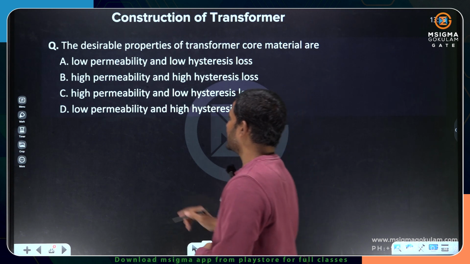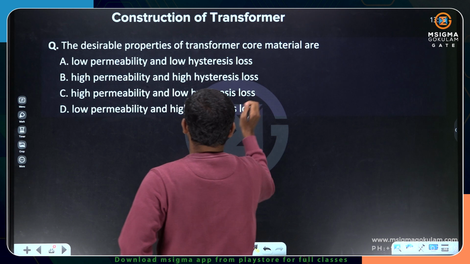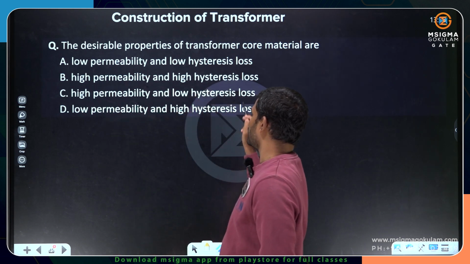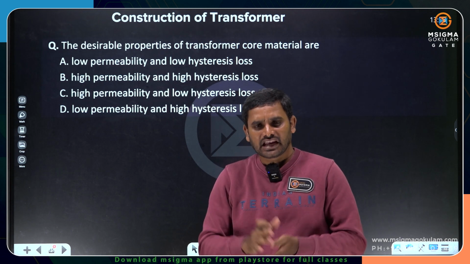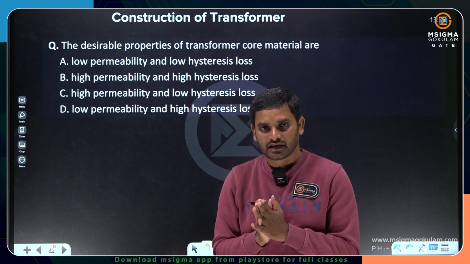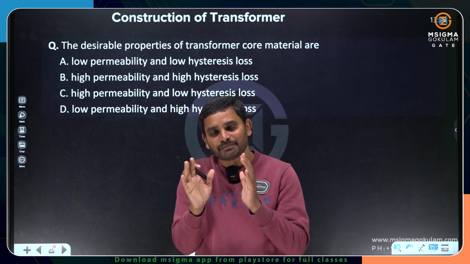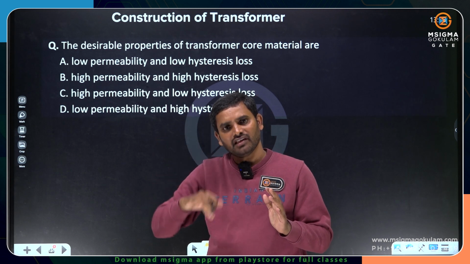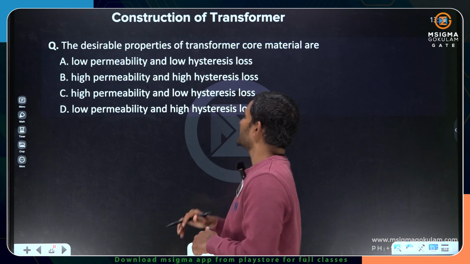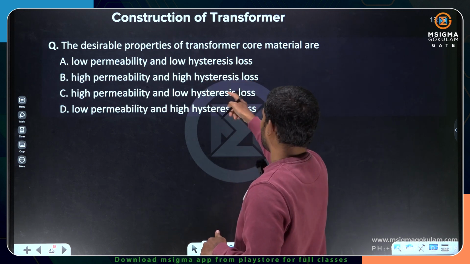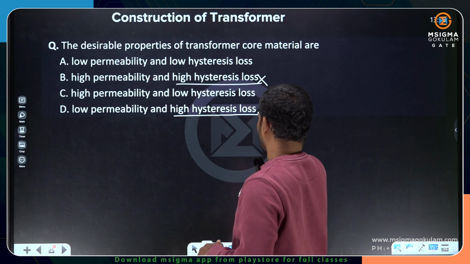Let us check this. He has given low permeability and low hysteresis loss, high permeability and high hysteresis loss, high permeability and low hysteresis loss, low permeability and high hysteresis loss. Loss should always be less, no? You should not design any part with high loss. Every part should result in less loss only. So wherever high hysteresis loss is given, you can eliminate it.